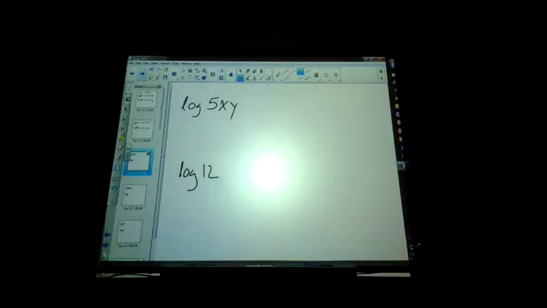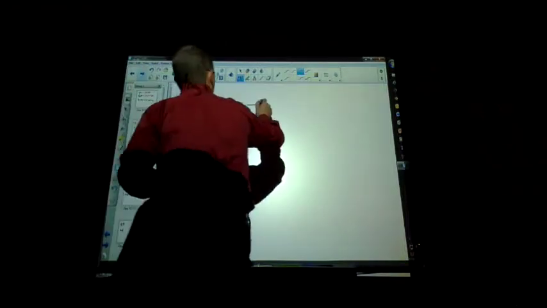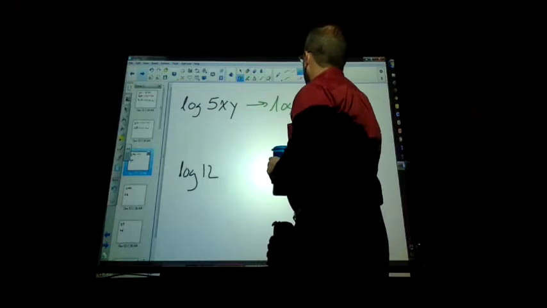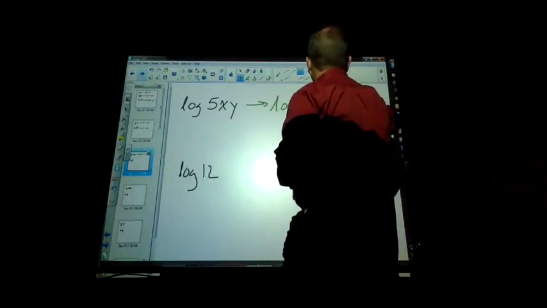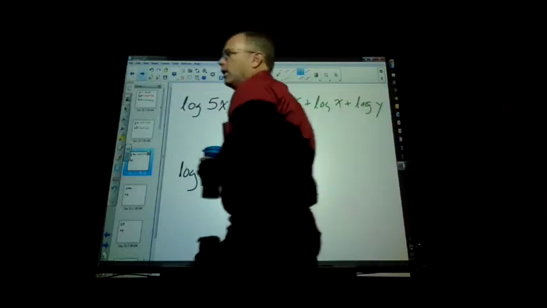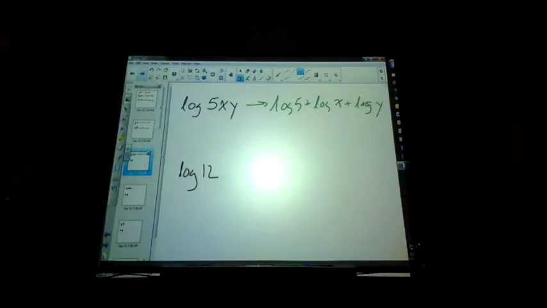Take a shot at the top one. There you go. Log 5 plus log x plus log y. Done. If I wanted to go from the green back to the black, what do you notice about all the signs that are with the logs in the green? Are the signs positive, negative, mixed? They're all positive. Okay, that's going to mean something when you get there.